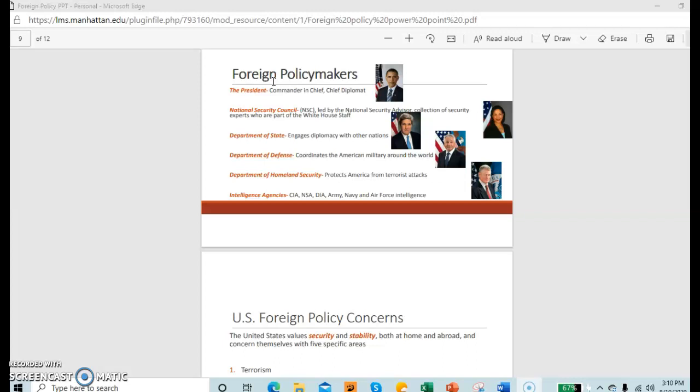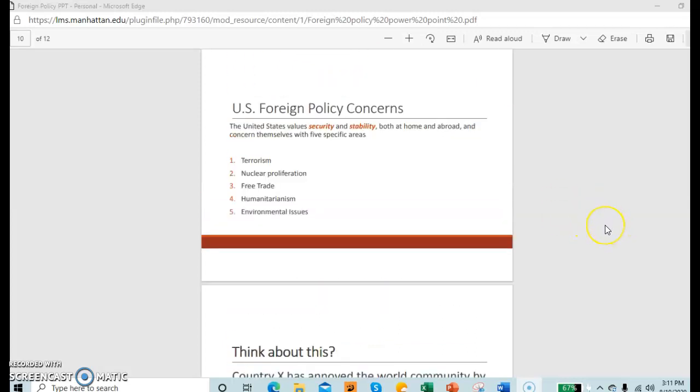You also have the National Security Council, and this is led by the National Security Advisor, and it's a collection of security experts who are part of the White House staff. You have your Department of State, you have your Department of Defense, you also have your Department of Homeland Security. In addition to this, you have your various intelligence agencies, including the National Security Agency, the CIA, the DIA, the Army, the Navy, and the Air Force intelligence wings.